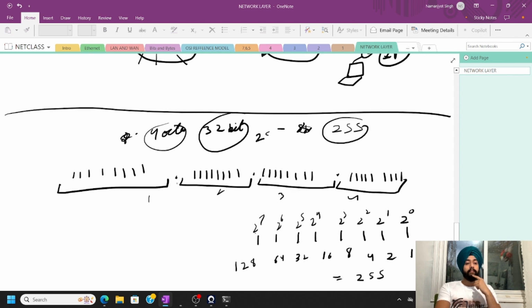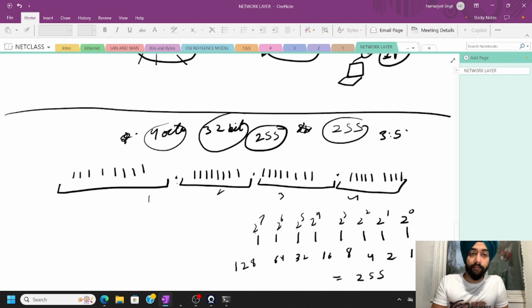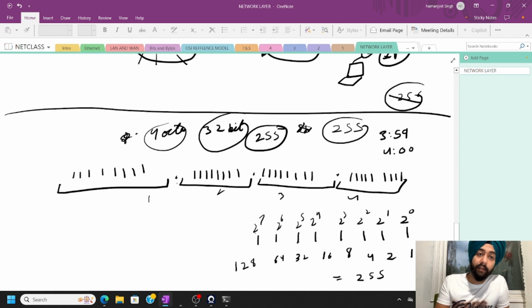So you add all this and it comes to 255. So an IP address has a maximum value of 255. Like on a clock, when it clicks 359, it doesn't say 360, it goes straight to 4. Same is the case with IP addresses. There is no 256. After 255 it comes back to 1 only.